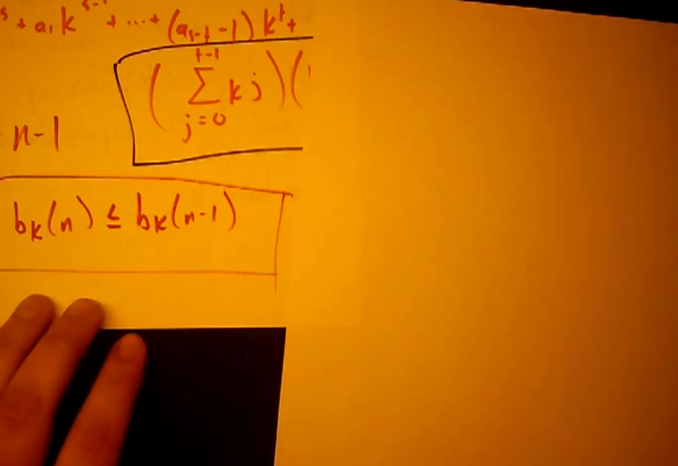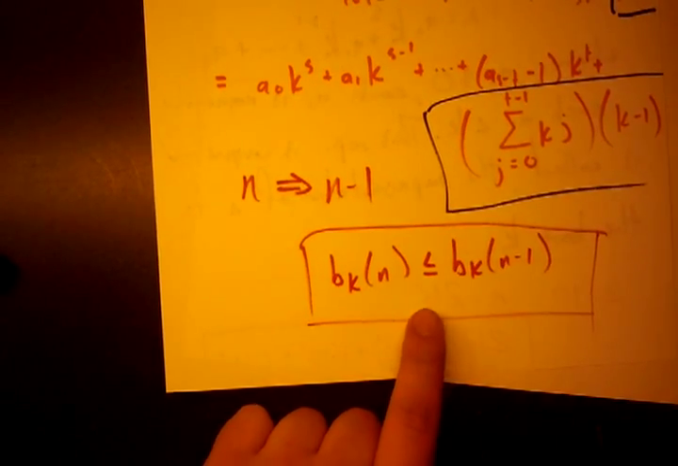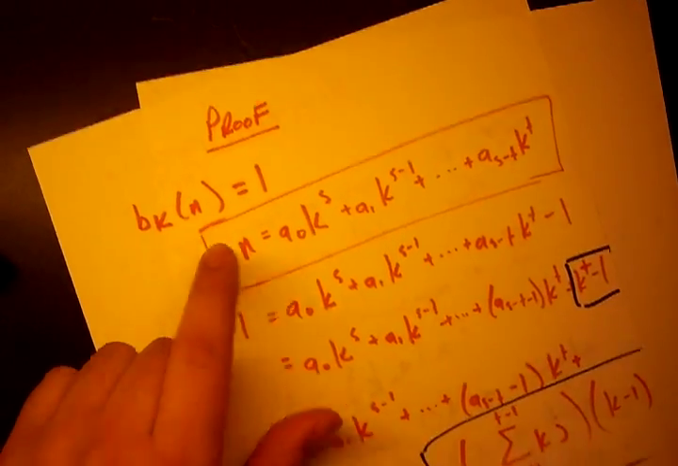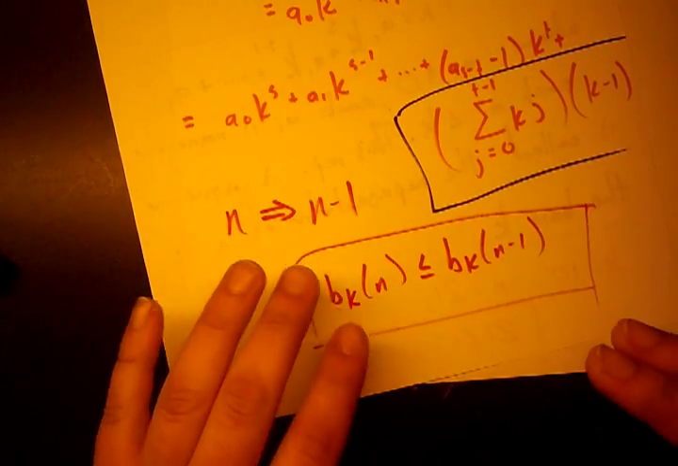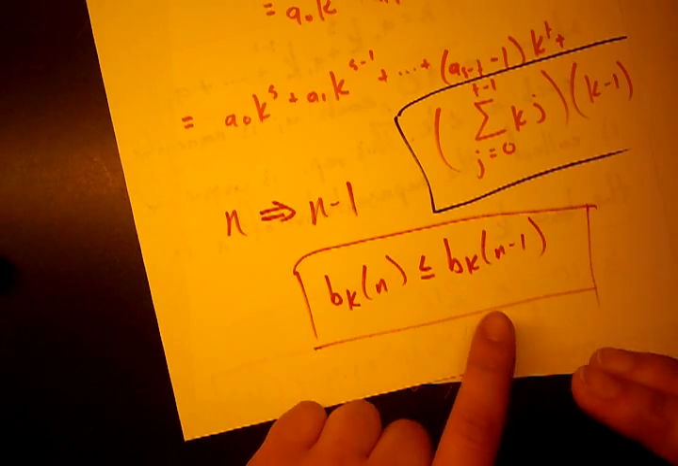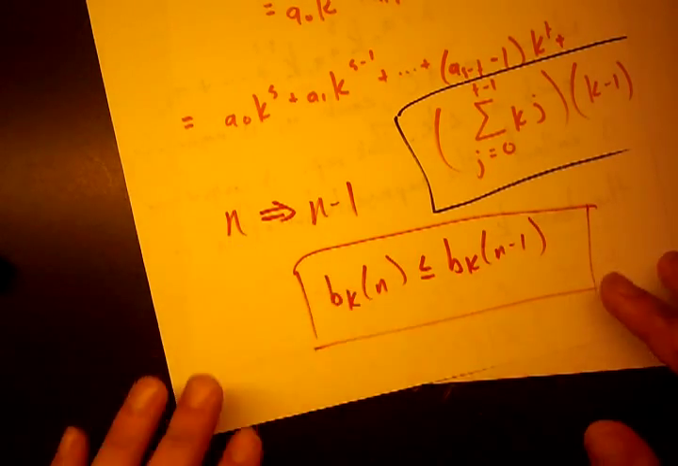First, let's make a side note. This inequality right here even holds when b sub k of n is equal to 0, when there are no representations, because that means that b sub k of n minus 1 is also equal to 0, and 0 is less than or equal to 0. So we'll put that over there. And then we're going to finish this off.